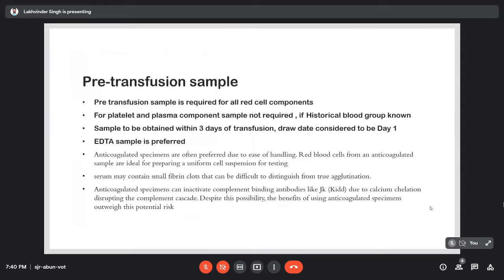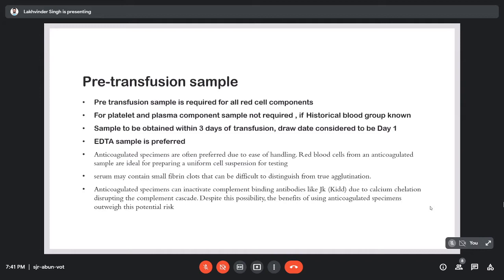But for platelets and the plasma components, no cross match is required. They are given blood group specific. So if you have the historical blood group in your system or in your register, the patient has received red cells in the past, then you need not ask for a fresh sample. Only by historical blood group you can issue the platelets or the plasma component, or it may depend on the policy you are following in your hospital.